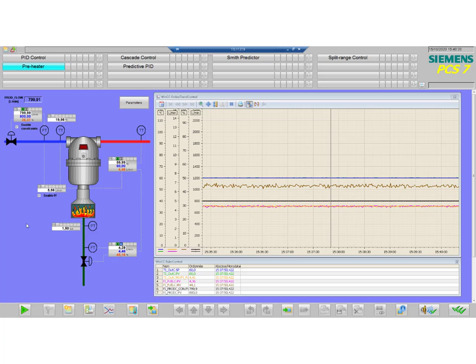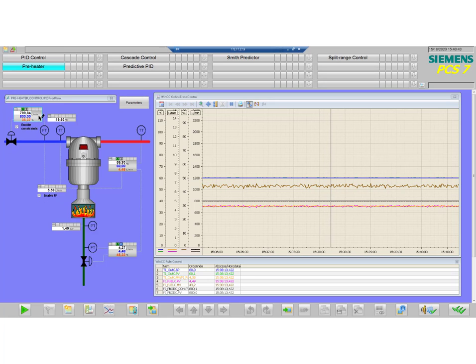Well, what we'll do now is look at a change of product flow and look at the impact on the output temperature and the temperature at the output of the preheating furnace, and we'll do this with the feed forward and without the feed forward, right? So we'll start with the feed forward enabled, as you can see.